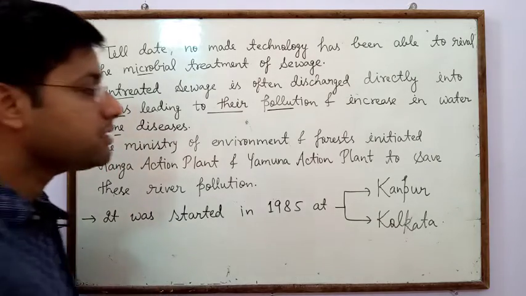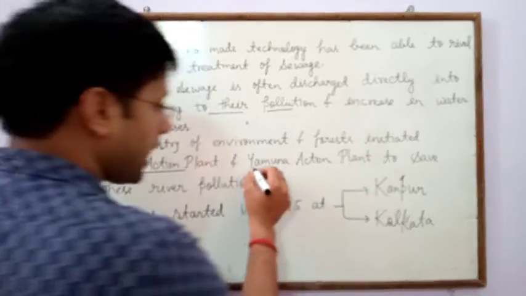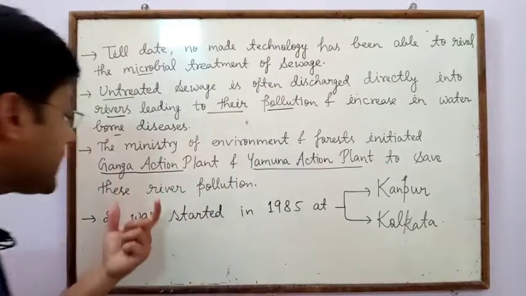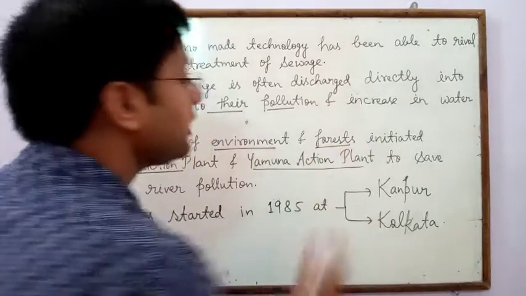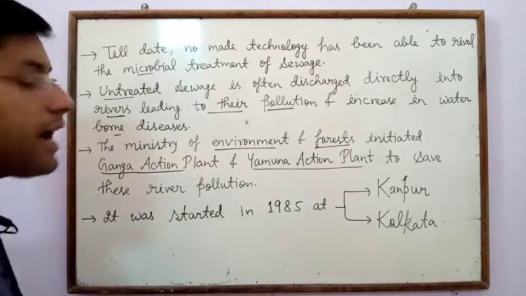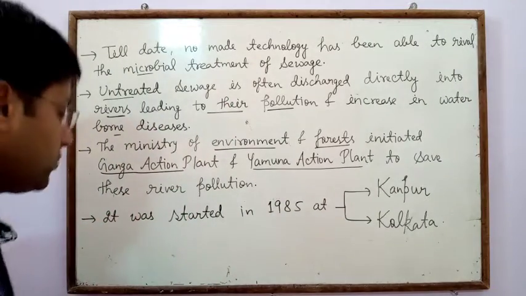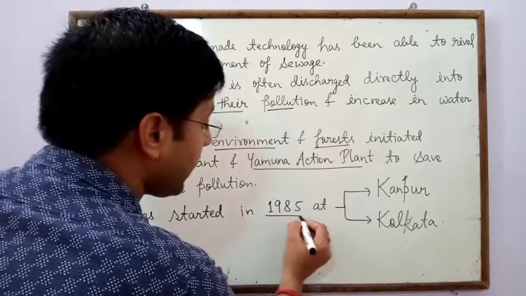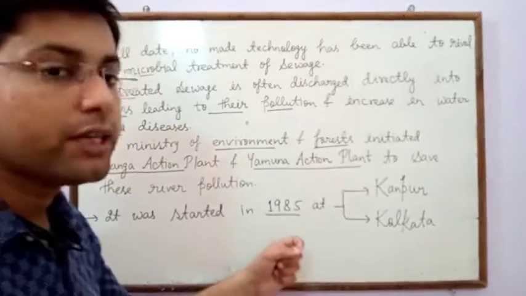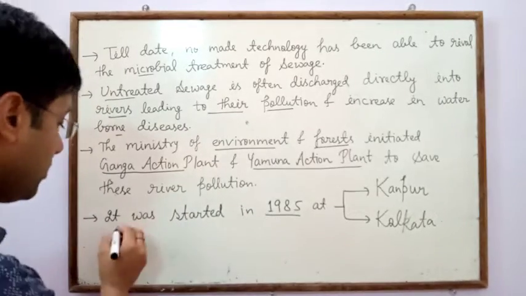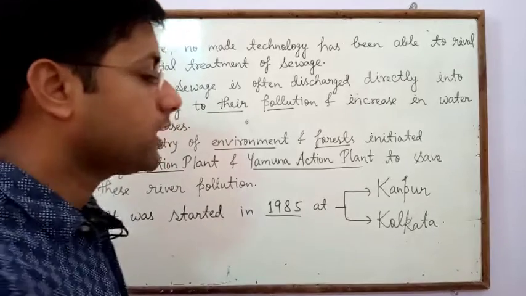The Ministry of Environment and Forests initiated the Ganga Action Plan and Yamuna Action Plan to save these rivers from pollution. It was started in 1985 at Kanpur and Kolkata. This is very important for 1 mark and for GK questions.